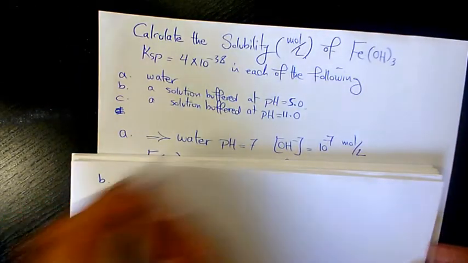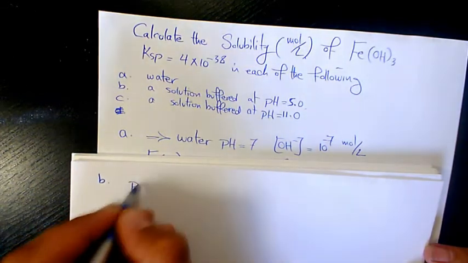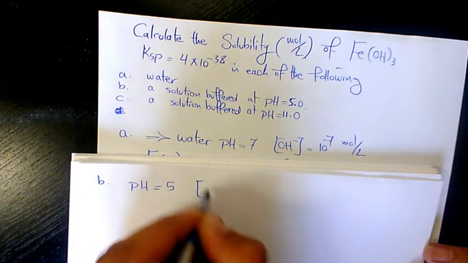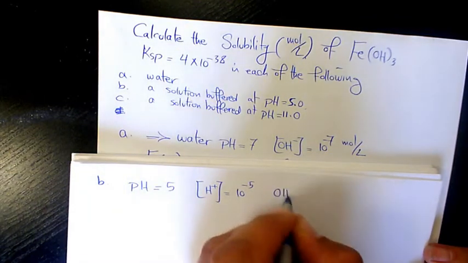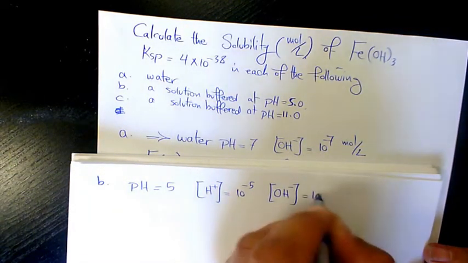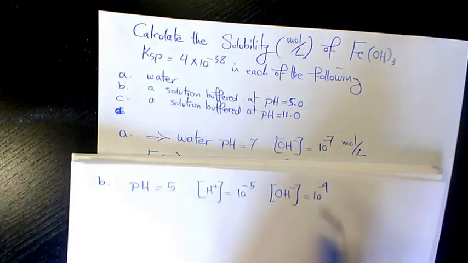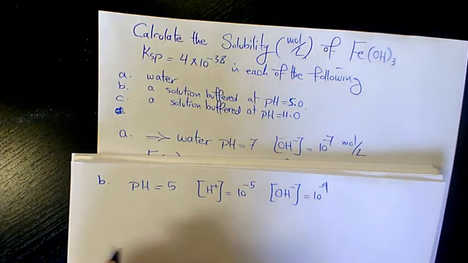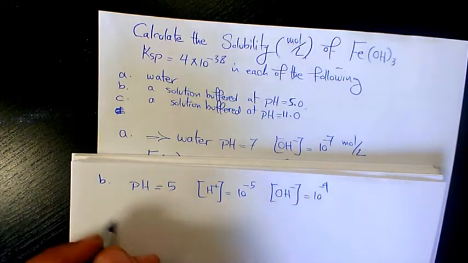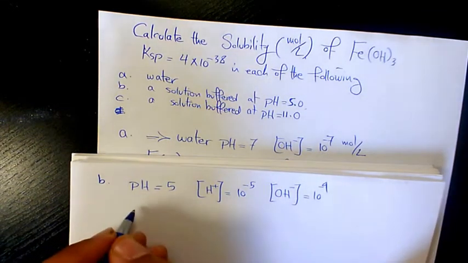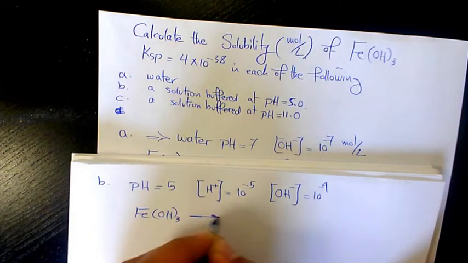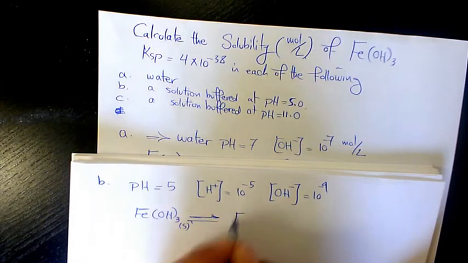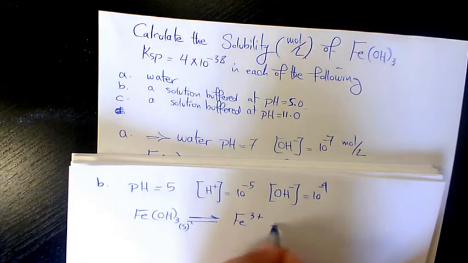Now let's do part B. In part B, the solution is buffered at pH 5. It means that the concentration of H+ is 10 to the power of negative 5 and the concentration of hydroxide ion is going to be 10 to the power of negative 9 mole per liter, because 9 plus 5 is 14. So we can say again Fe(OH)3 solid is going to give us Fe3+ and 3OH-.